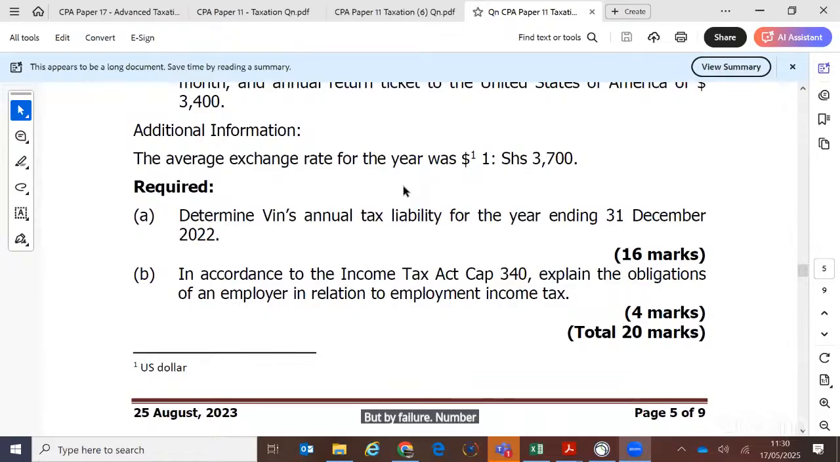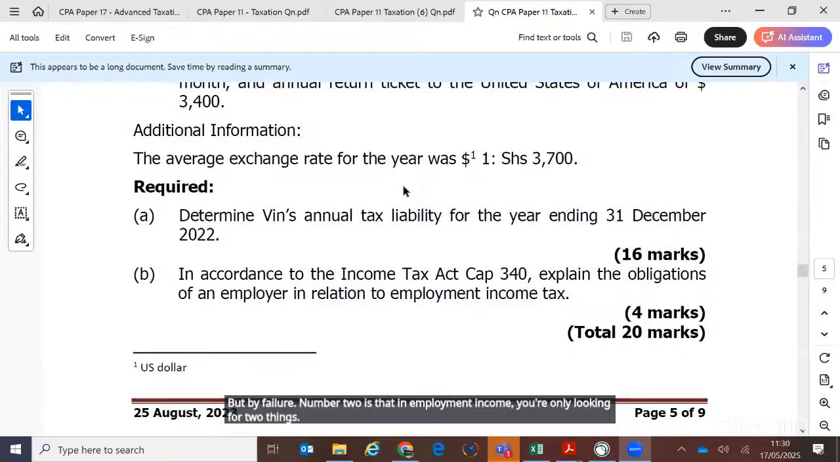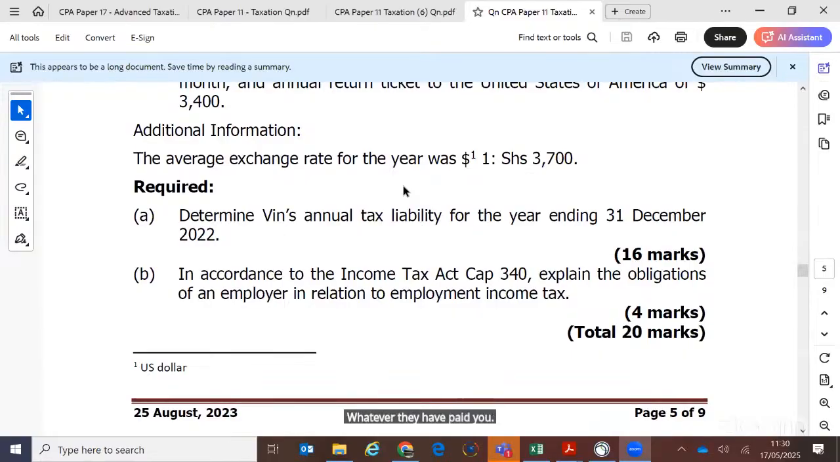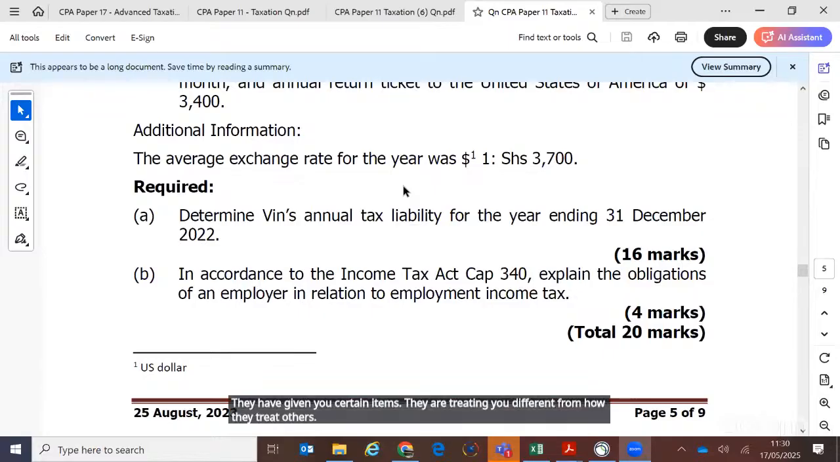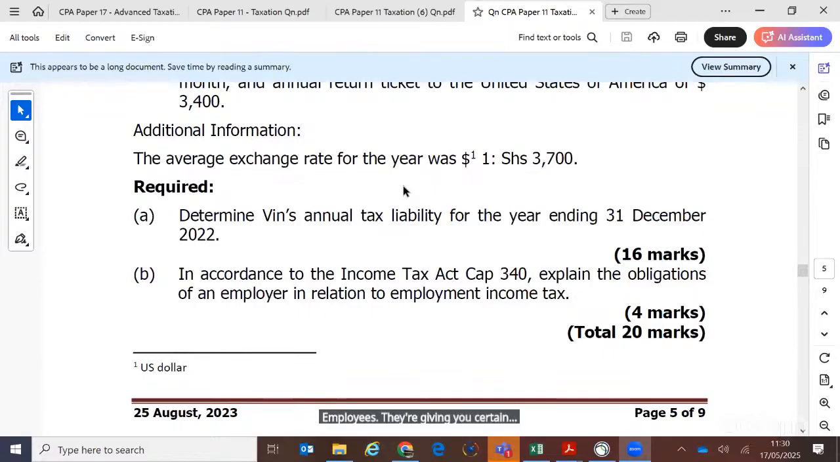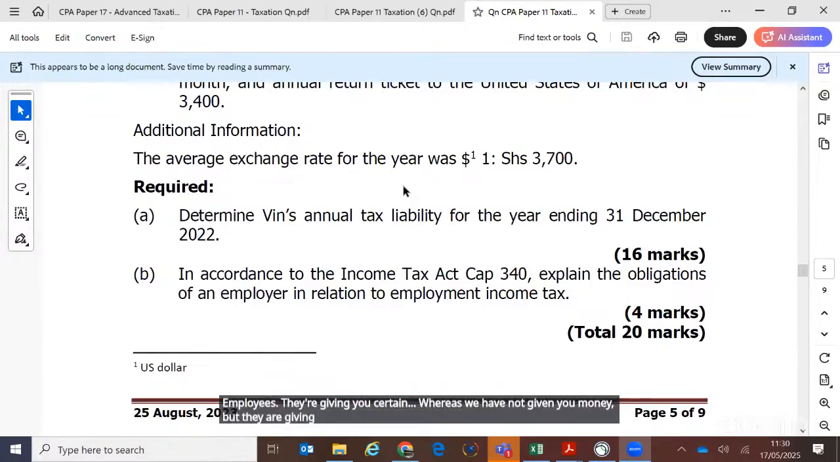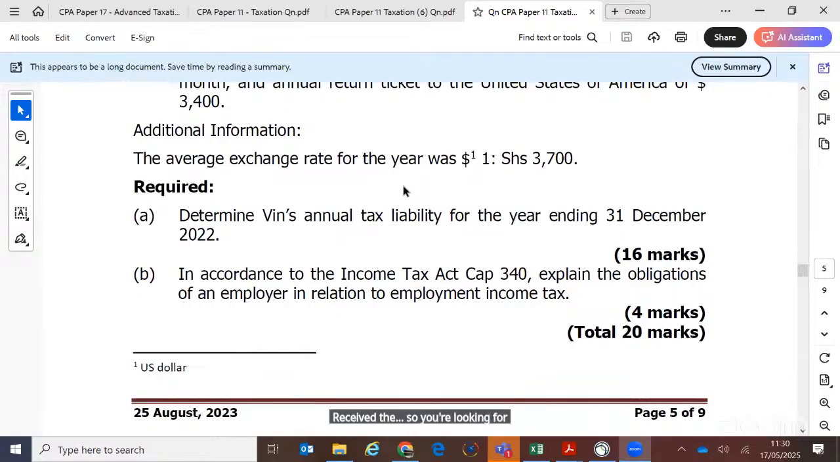Number 2 is that in employment income, you're only looking for 2 things. Whatever they have paid you, it is either in cash form as an allowance or it is in kind. They have given you certain privileges, certain items. They are treating you differently from how they treat other employees. Whereas they have not given you money, they are giving you certain privileges. Those privileges are taxable to you as the one who has received them. So you're looking for 2 things.